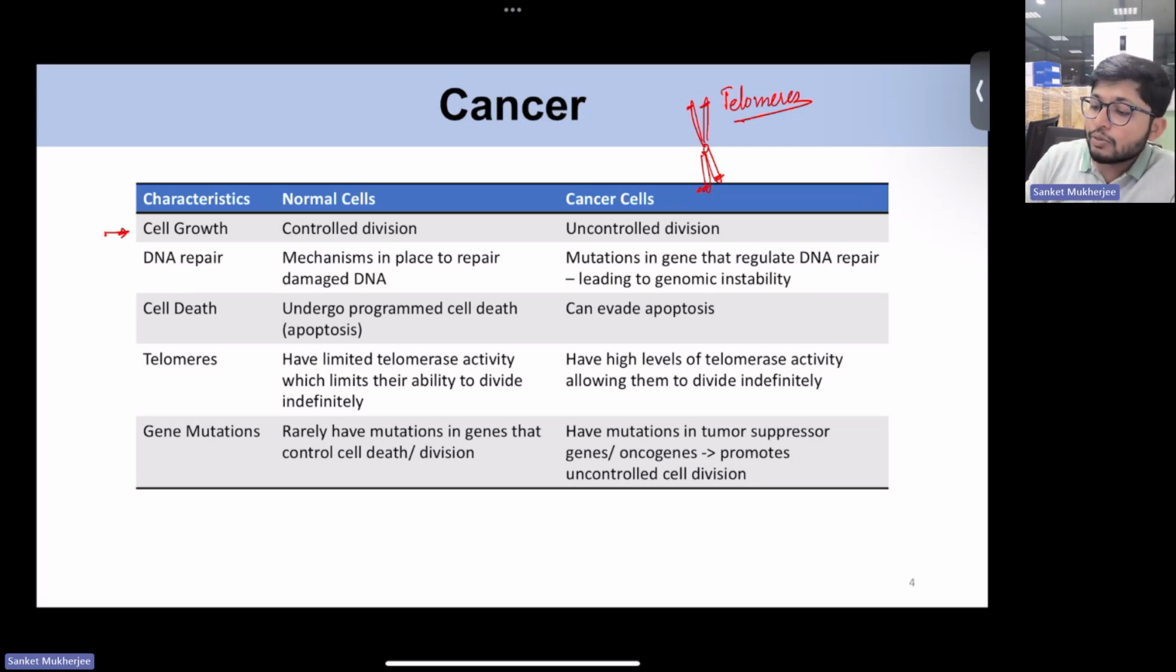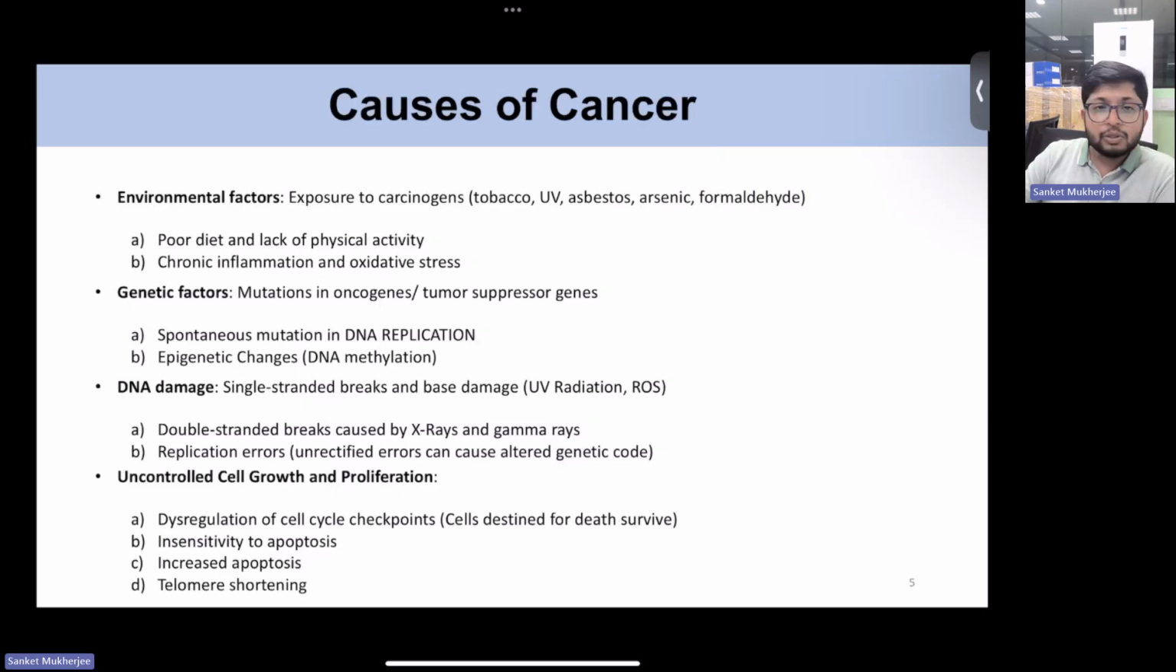Again, in case of gene mutations, mutations in genes that control cell death or division are rare in normal cells. However, these mutations are present especially in the genes which are called tumor suppressor genes or the oncogenes, which promote uncontrolled cell division. Now, talking about the causes of cancer, there are various causes. One is environmental factors, which involves exposure to carcinogens like tobacco, UV, asbestos, arsenic, and formaldehyde, which can cause cancer to form.